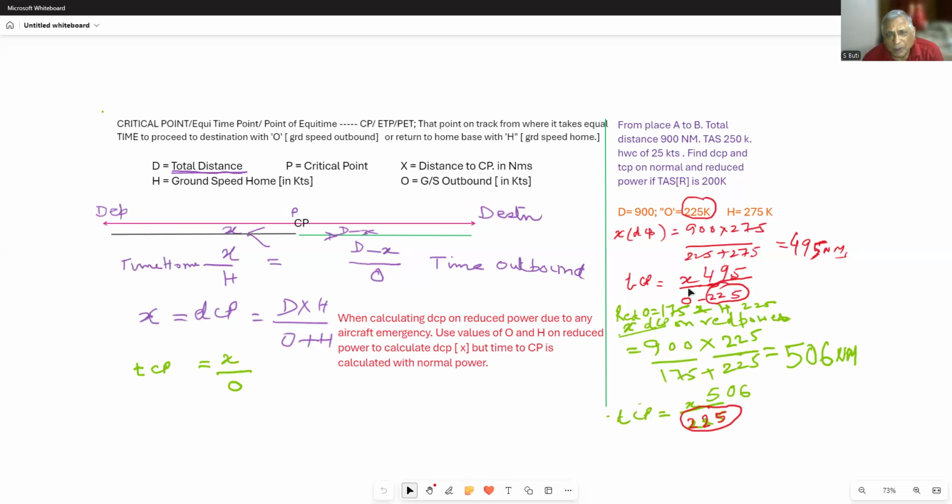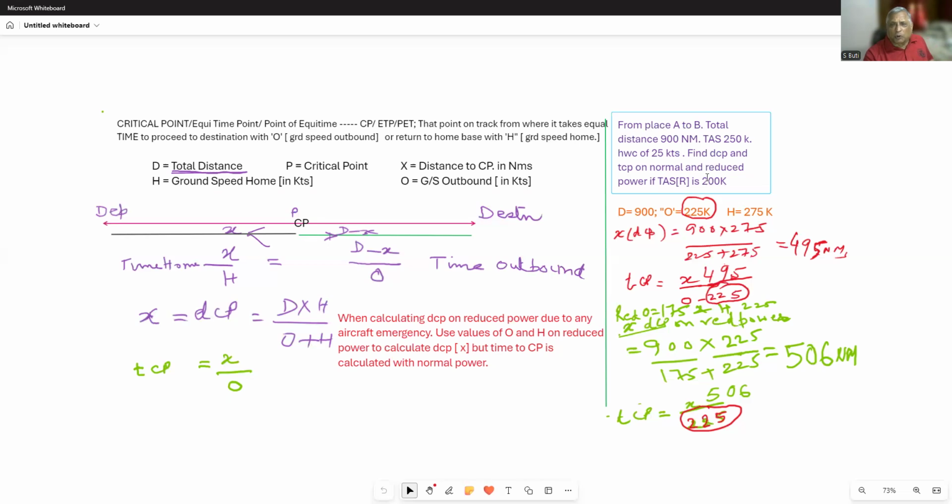Next. For an example, place A to B, total distance 900, true airspeed 250, and there is a headwind of 25 knots on the outbound, and find the DCP and TCP on normal and reduced power if due to engine emergency, my TAS reduces to 200.